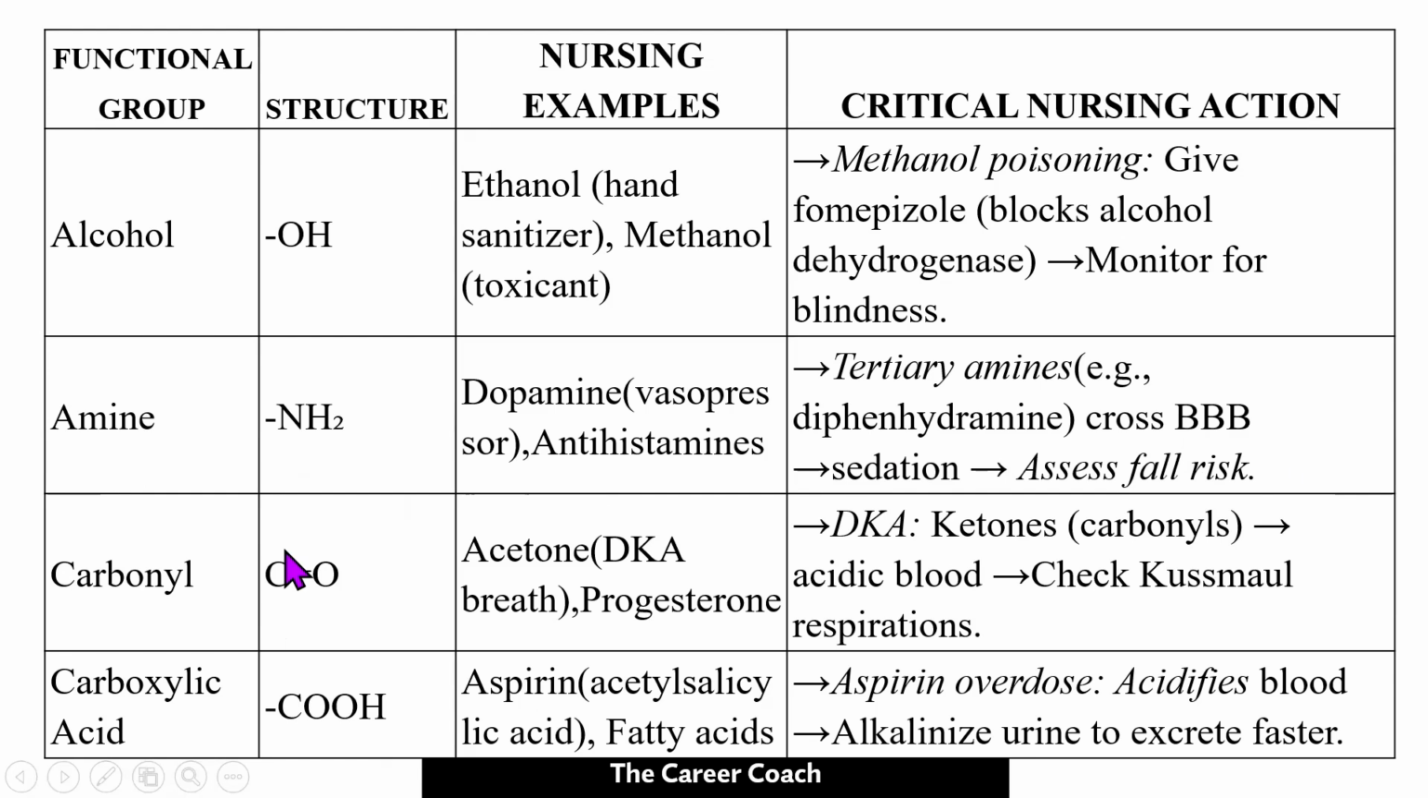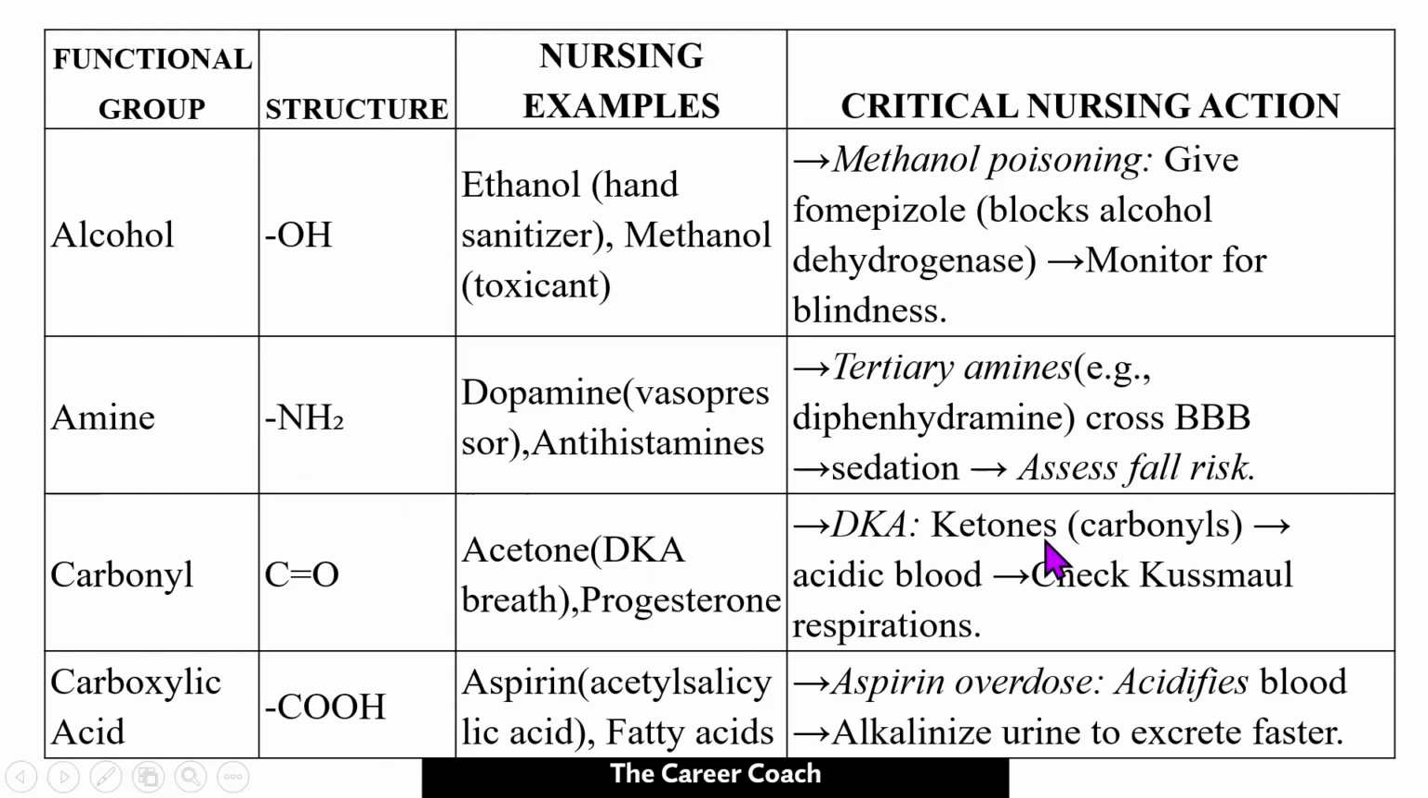on their patient. The next one is carbonyl. Carbonyl functional group is C double bonded to O. Nursing example: carbonyl is found in acetone in diabetic ketoacidosis breathing. Acetone has a particular smell. Whenever you are dealing with diabetic patients, if you want to know if it has gotten to that stage, you will perceive it. Okay. Carbonyl is also found in progesterone.